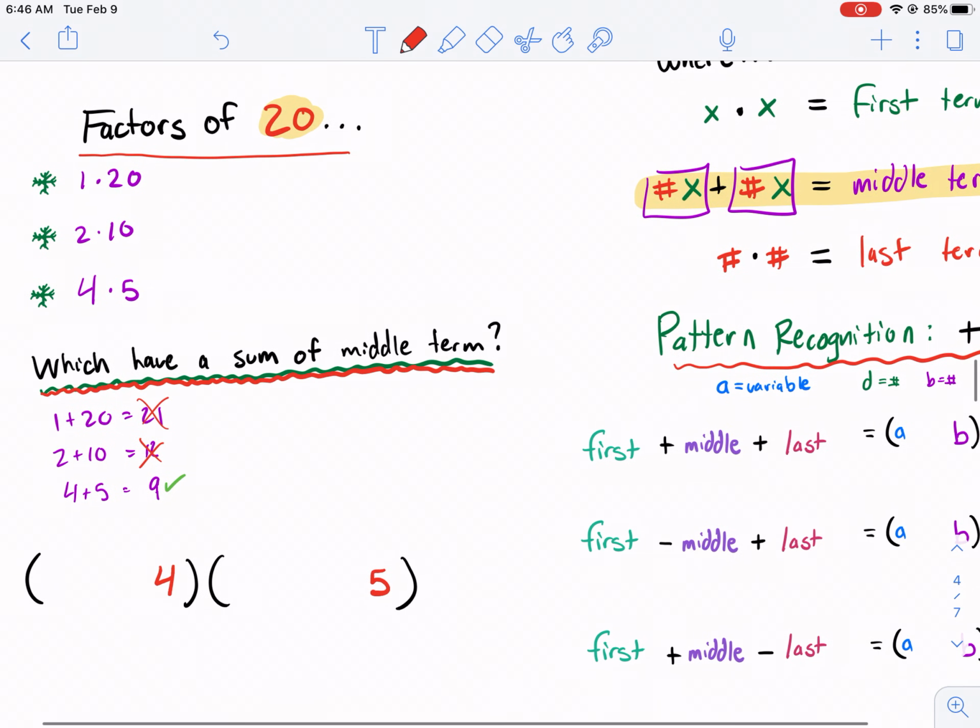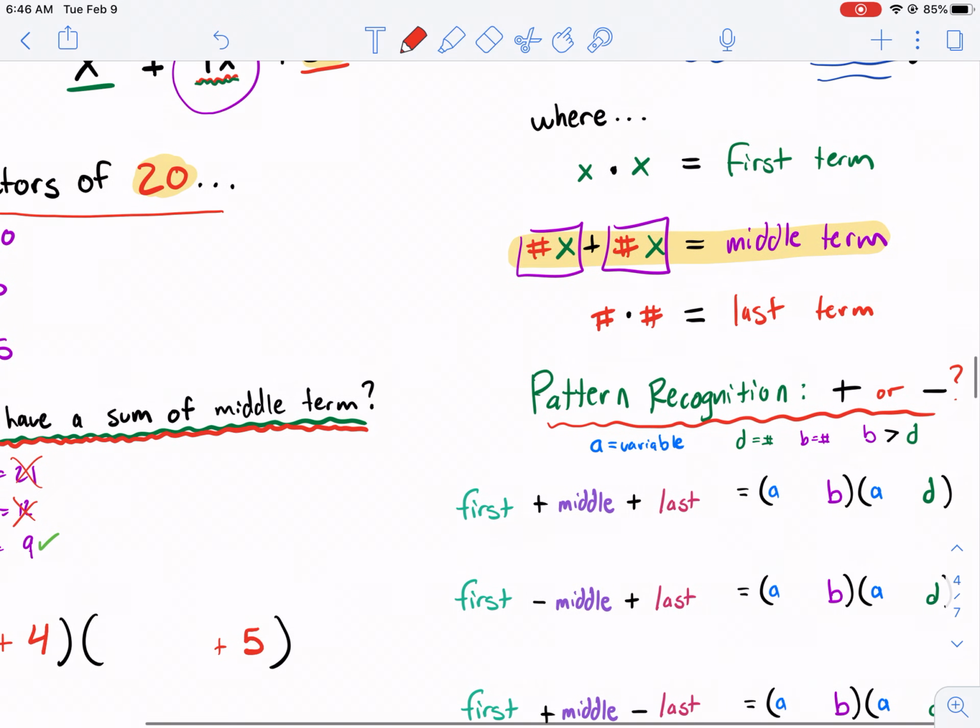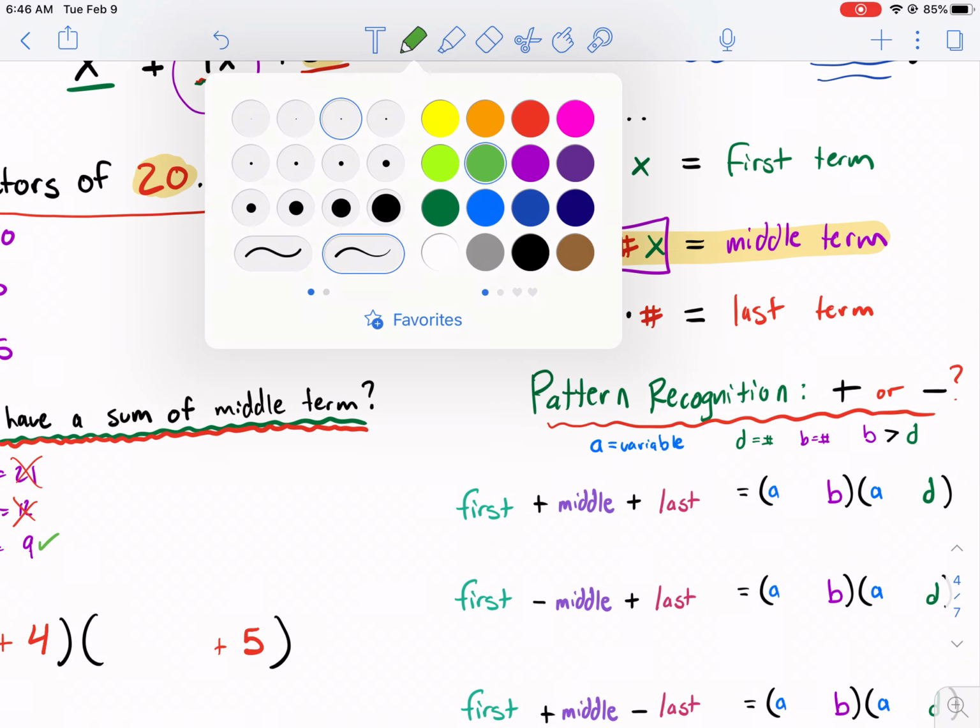And we need to make sure they're both positive because, again, we're looking for a positive 20. So we need to make them positive 4 and positive 5. So we're done with our last term.